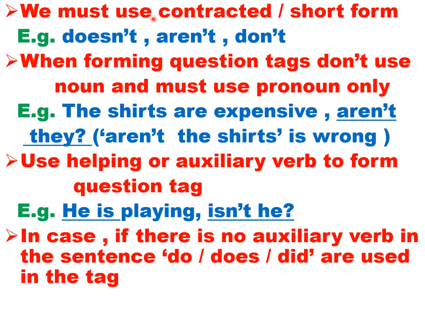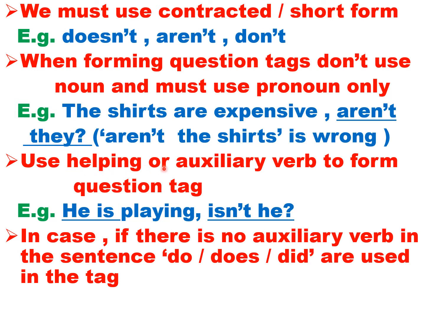We must use contracted or short form in the question tag. Example, doesn't, aren't, don't. When forming question tags, don't use a noun and must use a pronoun only. See, we must not use nouns. Instead of a noun, we must use a pronoun only. Example, the shirts are expensive. Aren't they? Here, we use they instead of the shirts. The shirts is a noun. We must not use a noun. Instead of a noun, we must use the pronoun they. So, aren't they is correct.